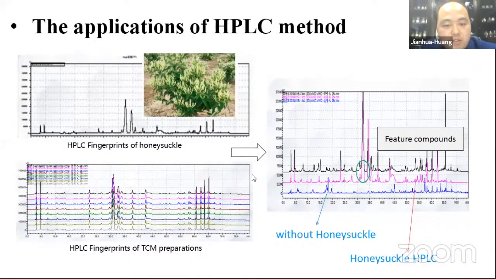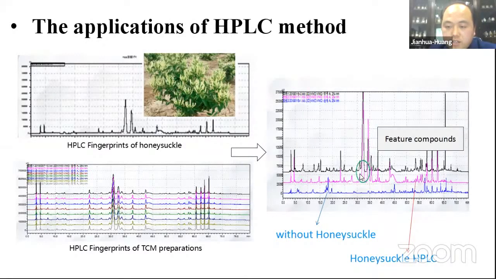Here is another example of how to use HPLC to do research, and this is of a plant named honey shaki, and this is the HPLC fingerprint of this herbal. Another thing is that we also call it the TCM preparations. TCM preparations normally contain many different kinds of herbals together, and it's very hard to tell if you forget to add an expensive herbal instead. But by HPLC, we can show here, this is the HPLC fingerprint for this honey shaki.